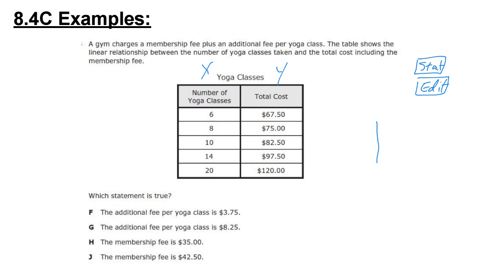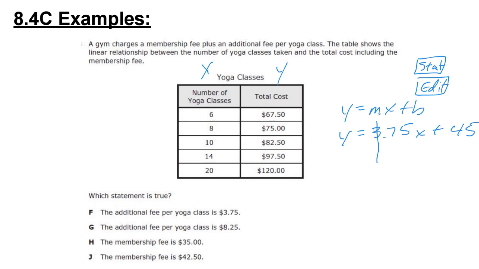Then we're going to go up and over, and we're going to put in 67.50, 75, 82.50, 97.50, and 120. We're going to hit Stat, Tab 4, enter all the way. When we do that, we can see our answer. So y equals mx plus b. We know y equals 3.75x plus $45.